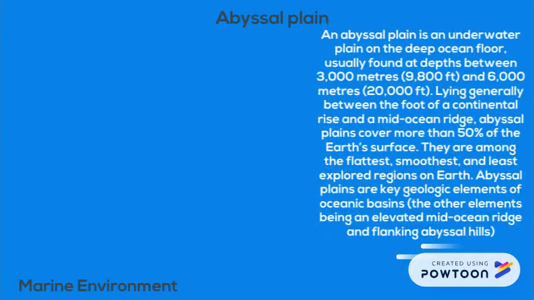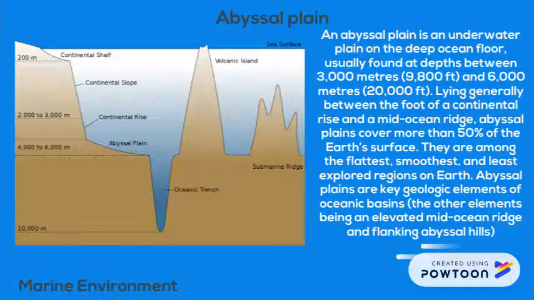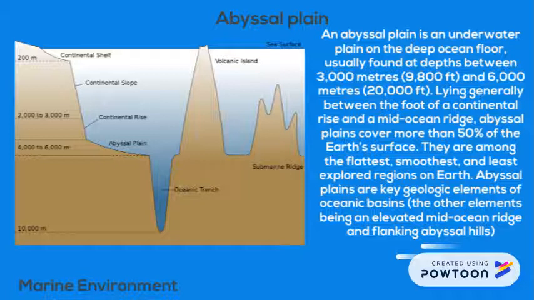Abyssal plain is an underwater plain on the deep ocean floor, usually found at depths between 3,000 meters and 6,000 meters, lying generally between the foot of a continental rise and a mid-ocean ridge. Abyssal plains cover more than 50% of the Earth's surface. They are among the flattest, smoothest, and least explored regions on Earth. Abyssal plains are key geologic elements of oceanic basins.